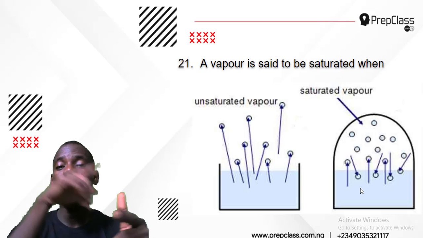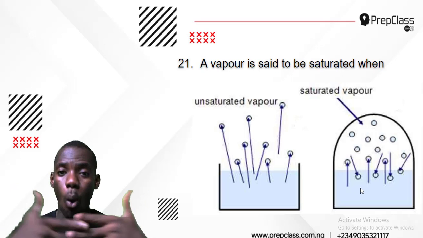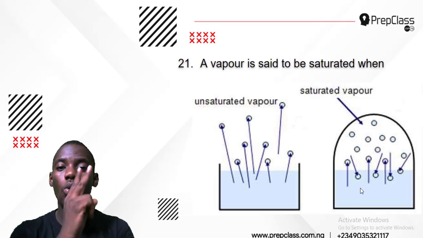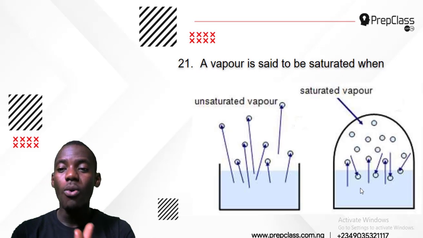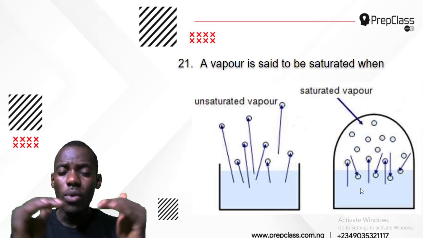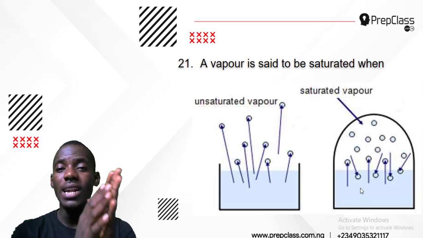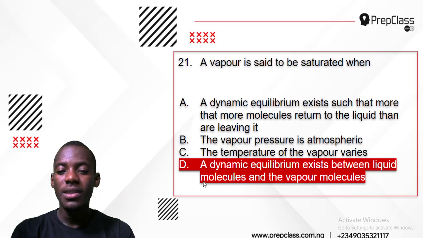So the vapor returns back. So the vapor and the liquid molecules are equal, because as they are changing into vapor, they are returning back into the liquid, and that is what we call saturated vapor. It is the state at which there's an equilibrium between the liquid and the vapor molecules, and that is the answer. So the answer is simply D: a dynamic equilibrium exists between liquid molecules and the vapor molecules, and that's called saturated vapor.